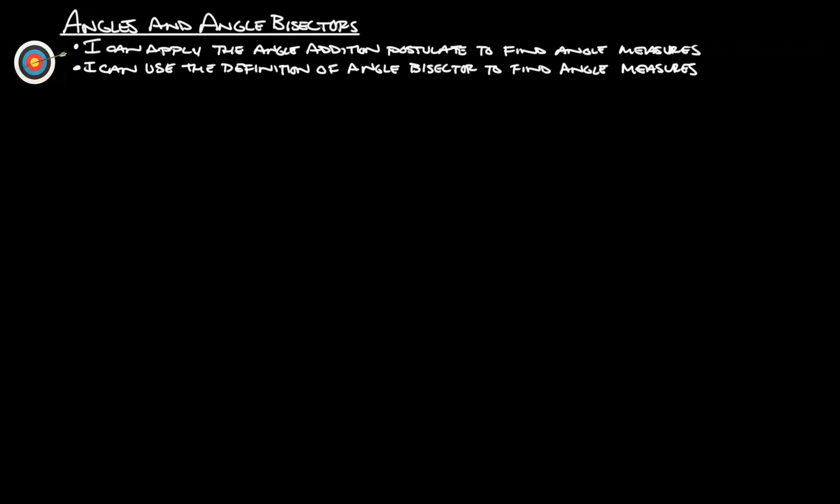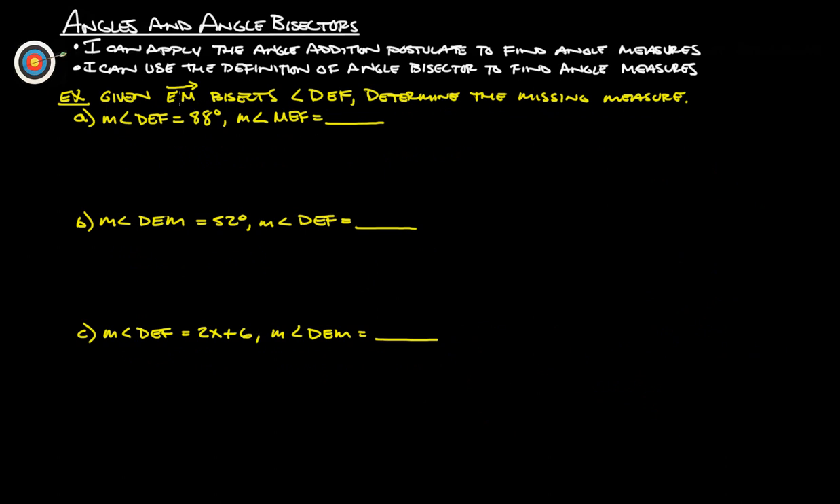Okay, let's take a look at some more examples here. Given ray EM bisects angle DEF. So let's draw ourselves a picture, make our life easy. So we've got angle DEF, and then it says EM bisects this angle DEF. So we know that this angle is the same as this angle, and that's one way of showing angles that are the same. They have little arcs. We could also put a little double arc. So these double arcs are equal to each other.